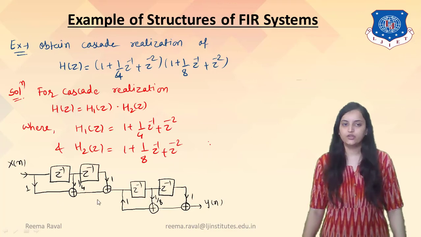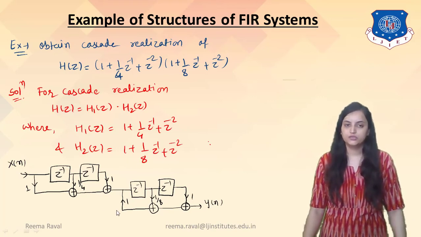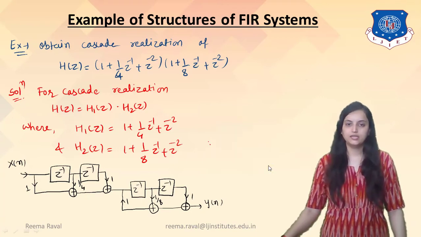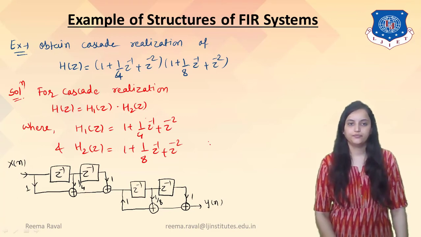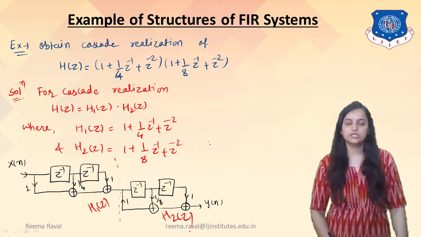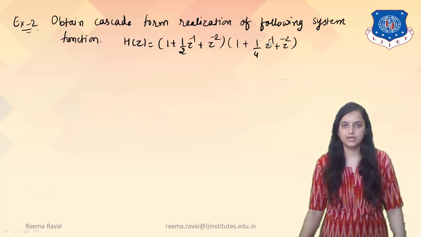Now the output of this H1 of z will be given to H2 of z, where H2 of z is 1 plus 1 by 8 z inverse plus z raised to minus 2. So there is 1, 1 by 8 is there, and the z raised to minus 2 multiplier is 1. So here you can say that this sequence has two parts. This part is known as H1 of z, and the second stage is H2 of z. Okay, now let us see one more example.